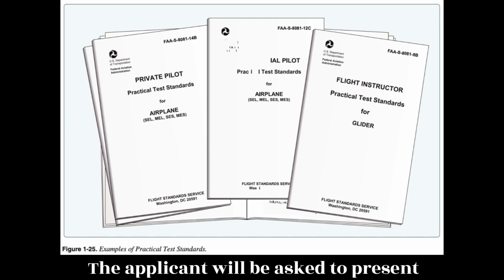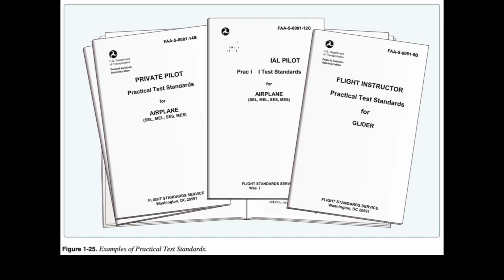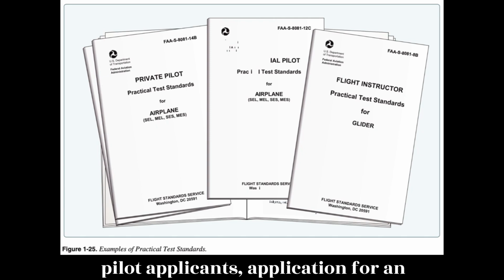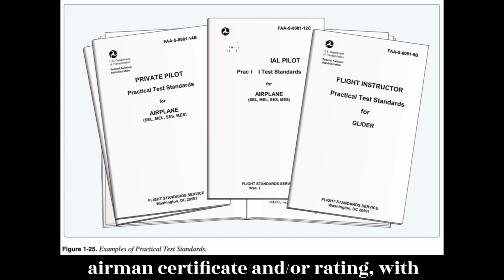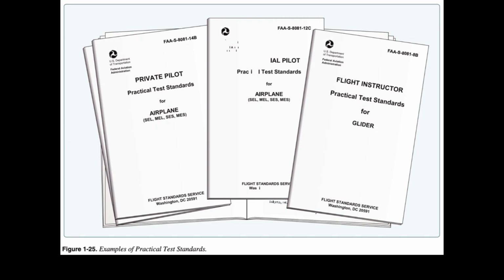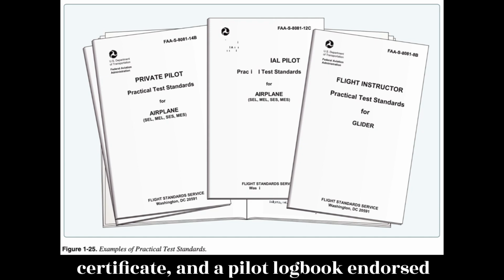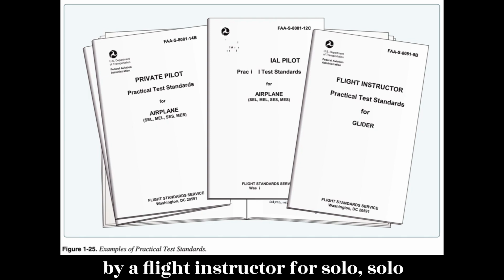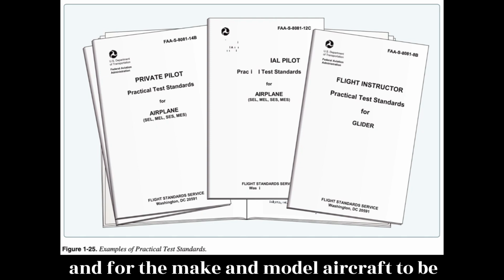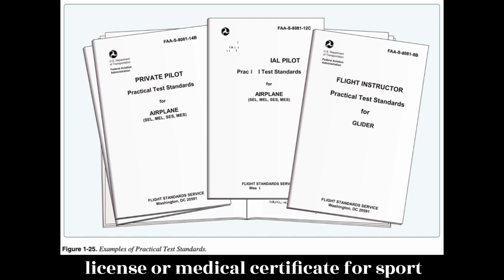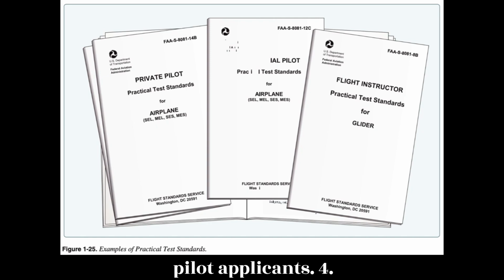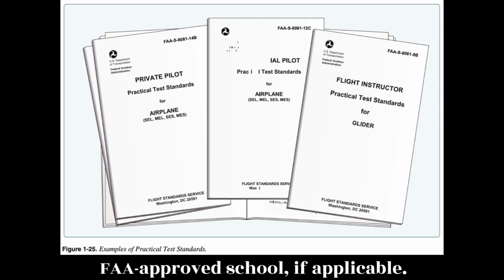The applicant will be asked to present the following documentation. 1. FAA Form 8710-1, 8710.11 for sport pilot applicants, application for an airman certificate and/or rating, with the flight instructor's recommendation. 2. An airman knowledge test report with a satisfactory grade. 3. A medical certificate, not required for glider or balloon, a student pilot certificate, and a pilot logbook endorsed by a flight instructor for solo cross-country, airplane and rotorcraft, and for the make and model aircraft to be used for the practical test, driver's license or medical certificate for sport pilot applicants. 4. The pilot logbook records. 5. A graduation certificate from an FAA-approved school, if applicable.